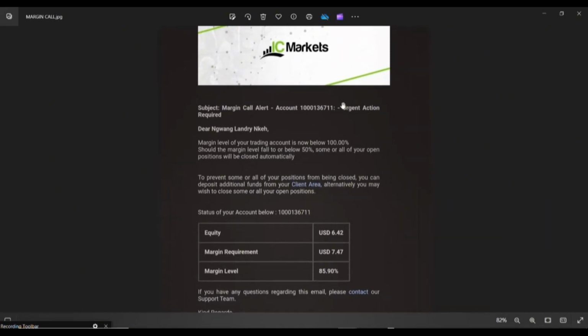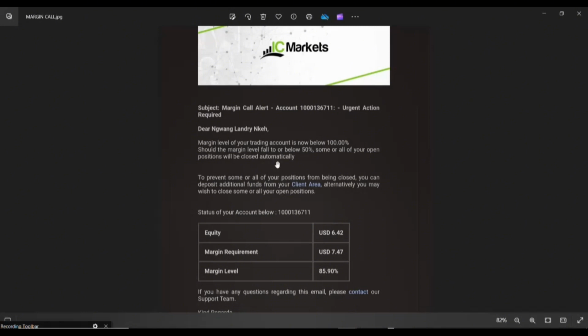This is the account that you are using. They are going to define it and they will tell you urgent action is required. They will write, Dear Nguang Lanjunke, margin level of your trading account is below 100%. Should the margin level fall to or below 50%, some or all of your open positions will be closed automatically. So they are going to send you an email telling you, look, this is the situation of your account.